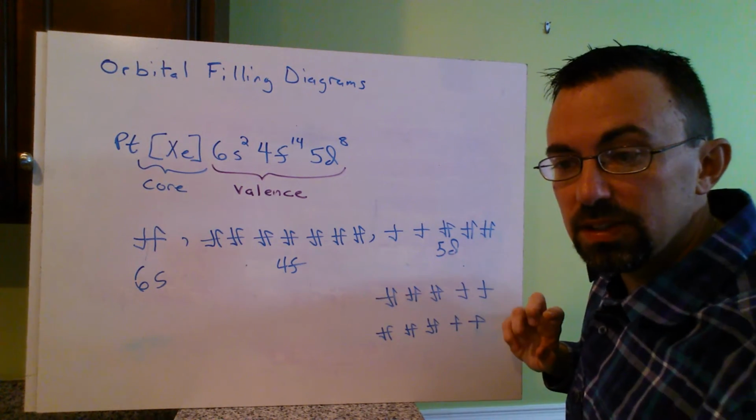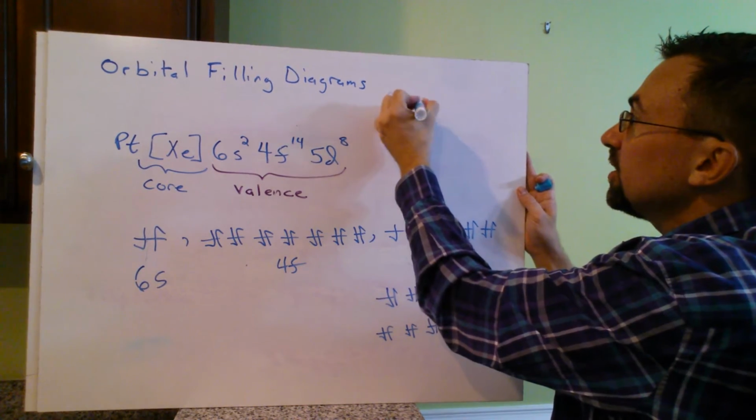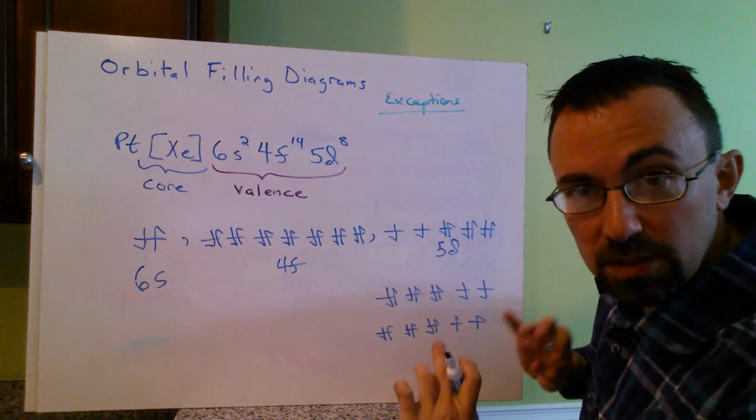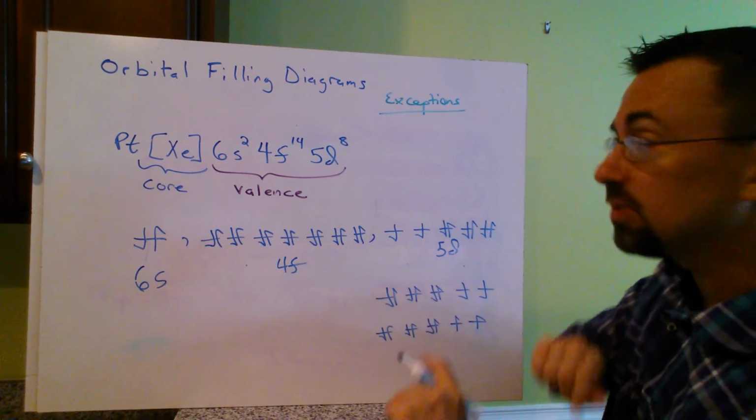Now, there are 2 other things I kind of forgot to mention. There are a couple exceptions to what I taught you off the periodic table. The whole F block is an exception that I'm going to ignore. I'm aware of it, but I'm going to ignore it. But there's a couple in the D block that really do.